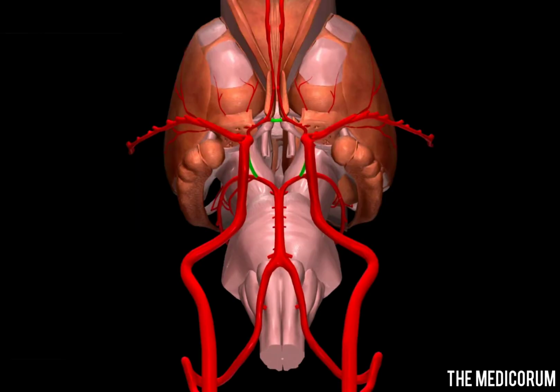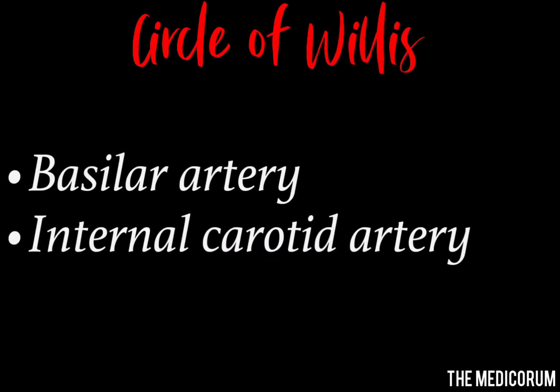This is how a six-sided polygon, that is circle of Willis, will look. The circle of Willis mostly comprises of basilar artery and internal carotid artery. From where does the basilar artery come?